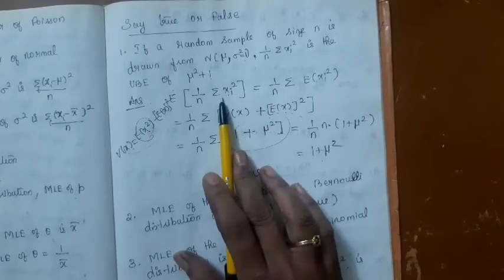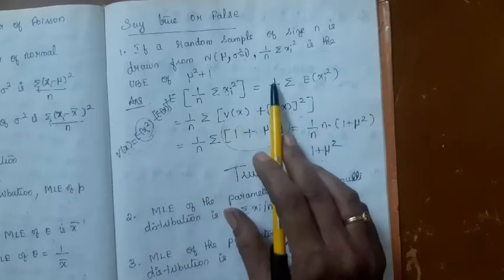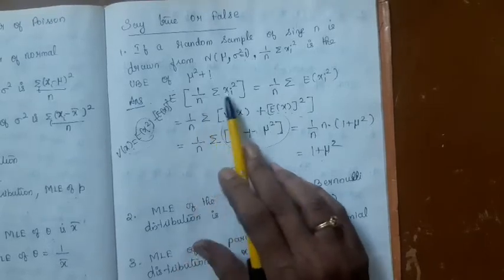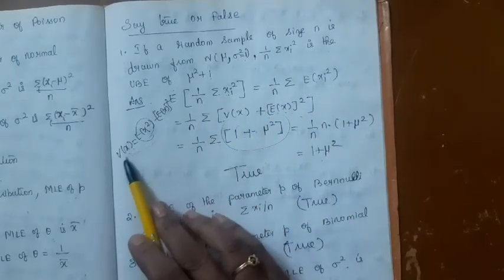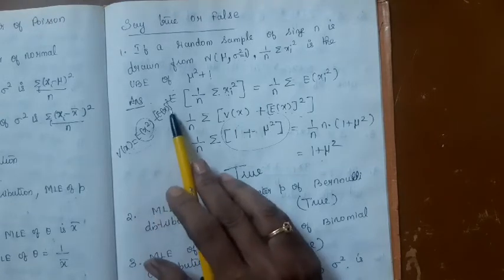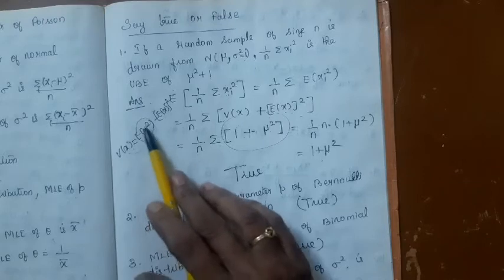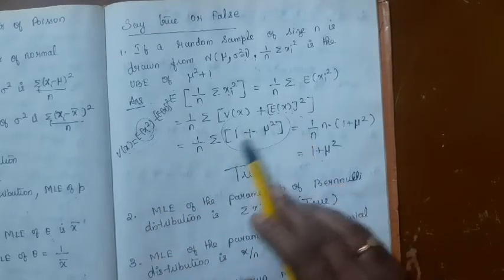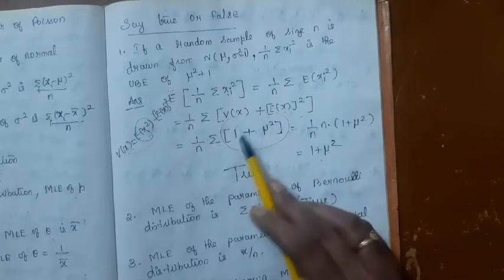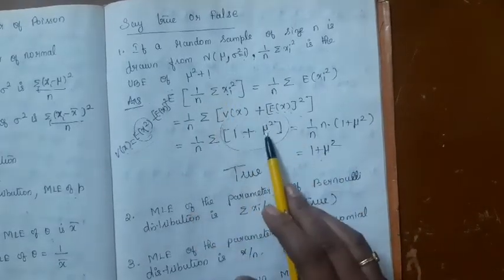I am taking the expectation of this expression. So I get 1 by n summation expectation of xi square. What is expectation of xi square? This is the formula: variance of x is expectation of x square minus expectation of x the whole square. So expectation of x square is variance of x plus expectation of x the whole square. Variance of x is given as 1. Expectation of x is given as mu, so the square is mu square.